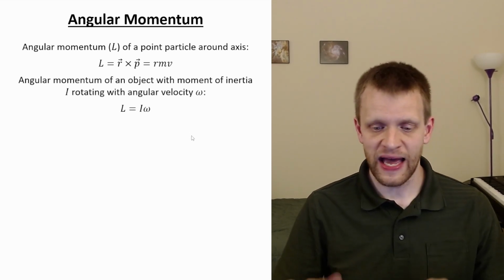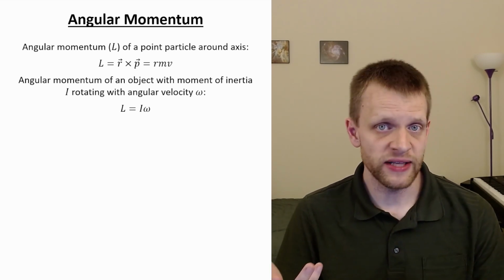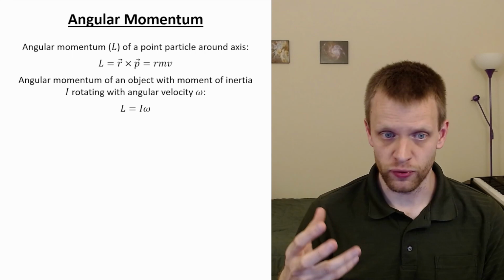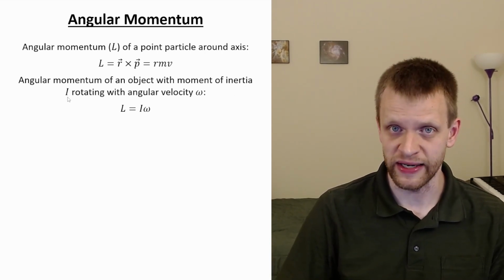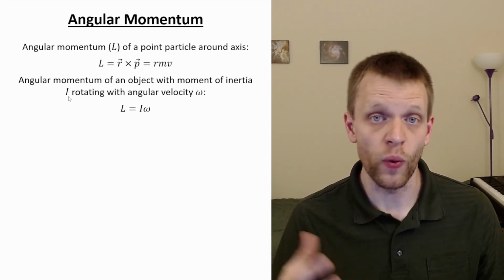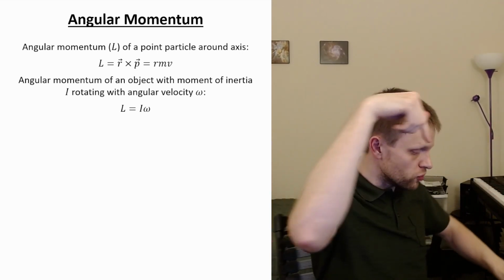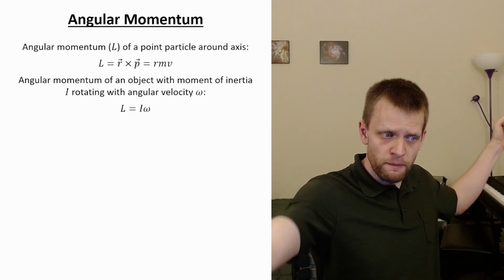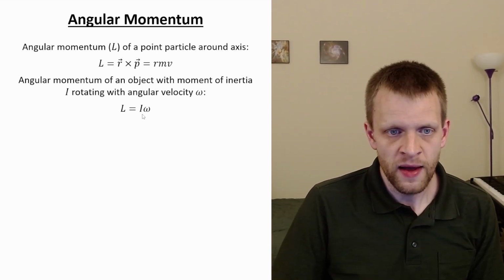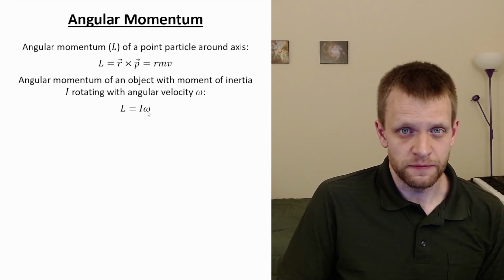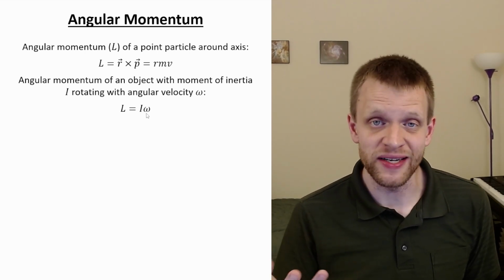If I have an extended object, some larger object that's rotating, we can calculate its angular momentum around that same axis by measuring its moment of inertia, this value I. It's a measure of how much mass is there and where that mass is distributed. If there is more mass further from the rotation axis, it's a larger moment of inertia. And then the angular momentum is the moment of inertia of the object times the angular velocity, if we have this extended object that is rotating.